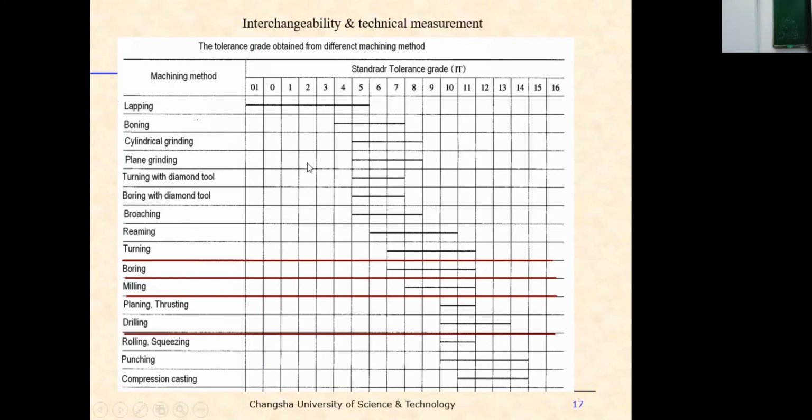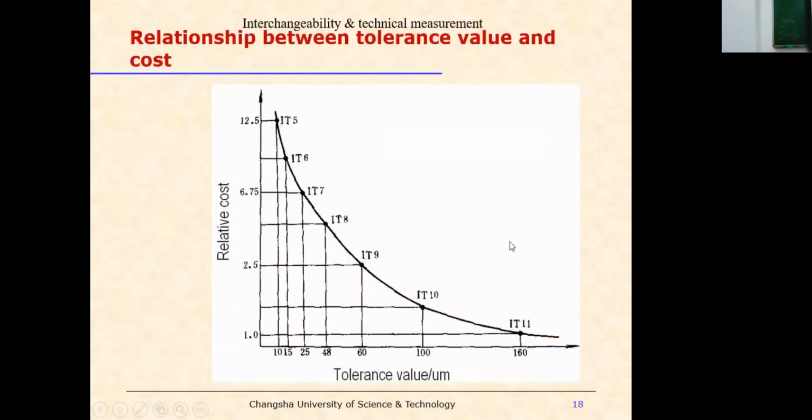More usually, when we do machining of a higher-precision part, we use grinding. Grinding is in common use, so this is very common. It's very easy to understand: when the precision is very high, the cost is very high, right? When the precision is low, the cost is low. So this is the relationship between the relative cost and the tolerance value.